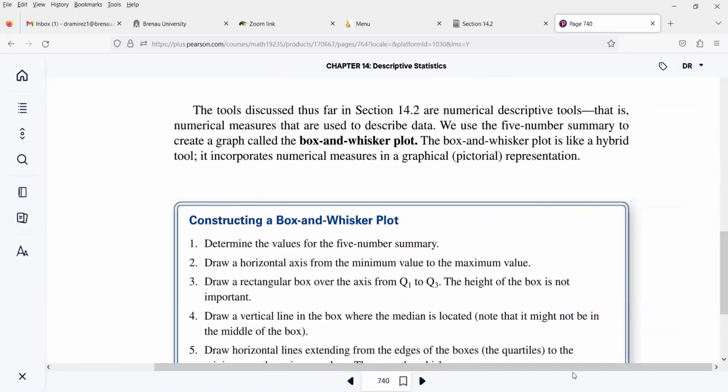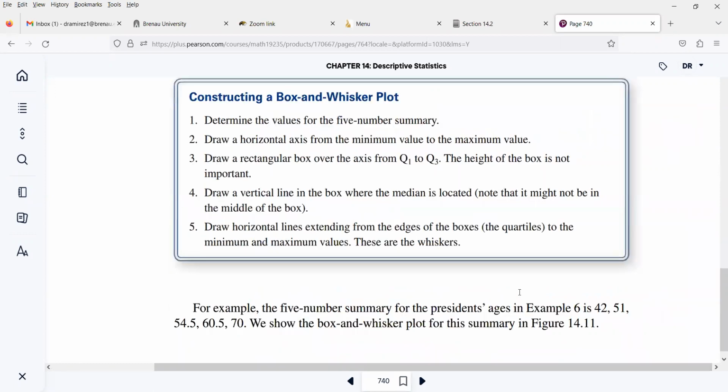So the tools discussed thus far in section 4.2 are numerical descriptive tools. That is, numerical measures that we use to describe data. We use the five-number summary to create a graph called the box and whisker plot. So the box and whisker plot is like a hybrid tool. It incorporates numerical measures in a graphical representation.